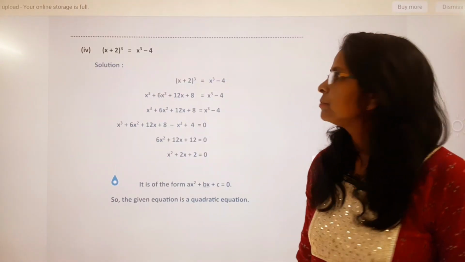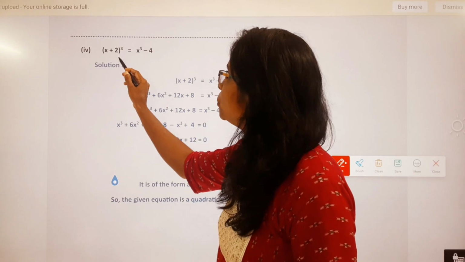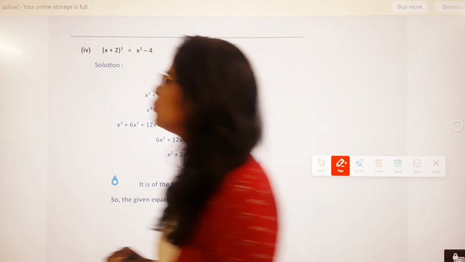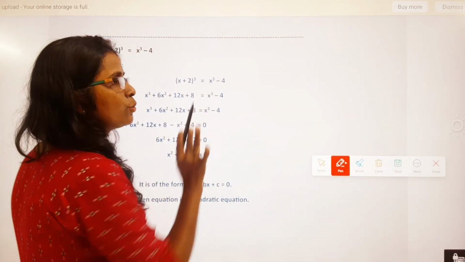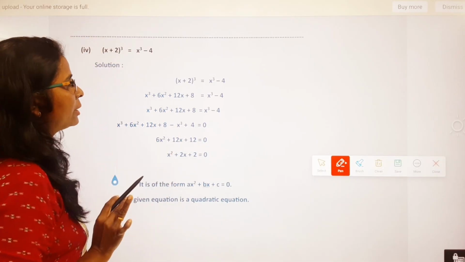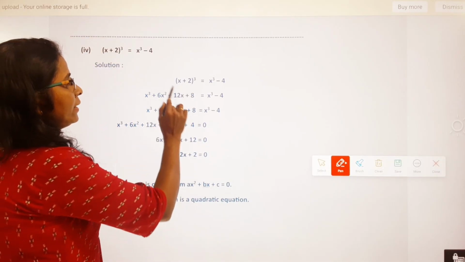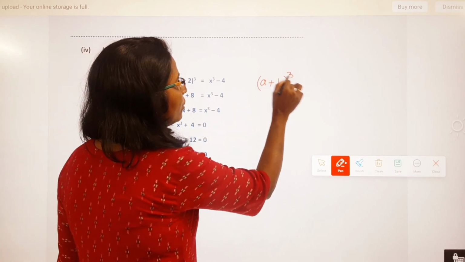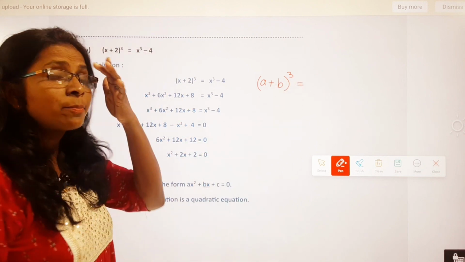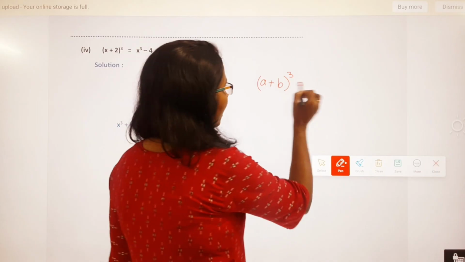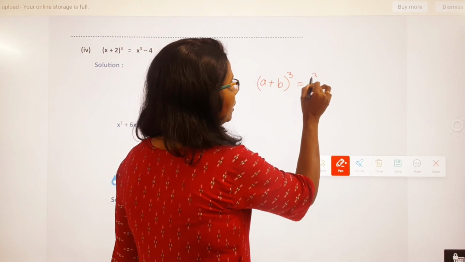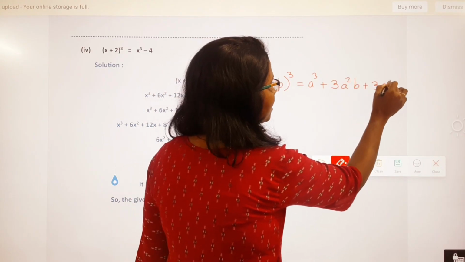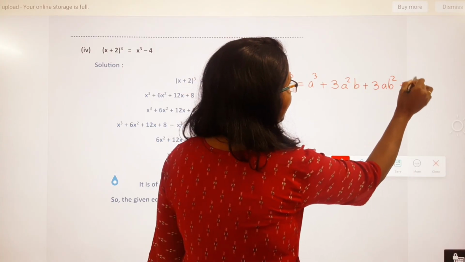See the next example. (x plus 2) whole cube is equal to x cube minus 4. That is, the cube of x plus 2 is equal to x cube minus 4. First simplify this example. How can we simplify? We find out the expansion of (a plus b) whole cube. So what is the expansion? (a plus b) cube is a cube plus 3a square b plus 3ab square plus b cube.